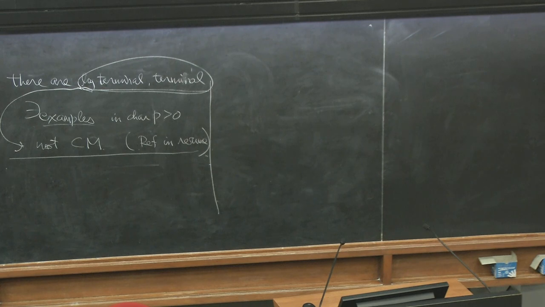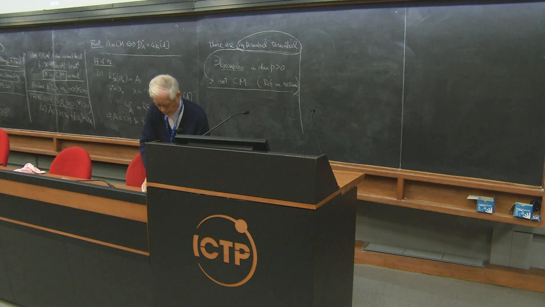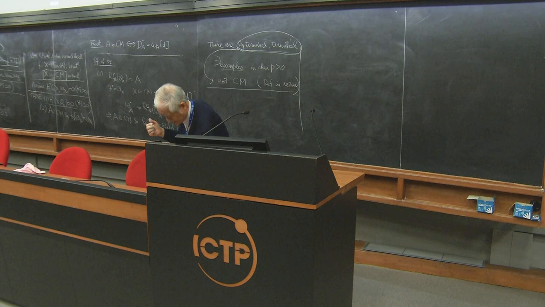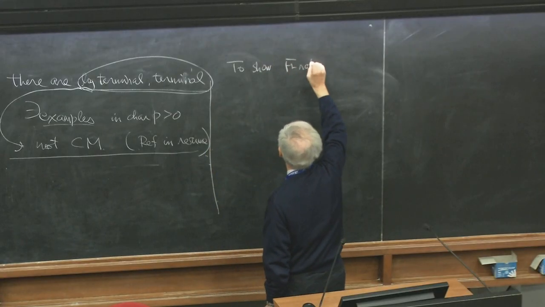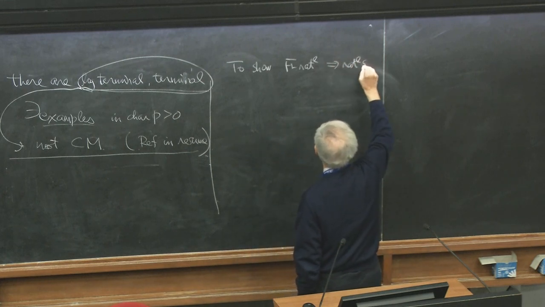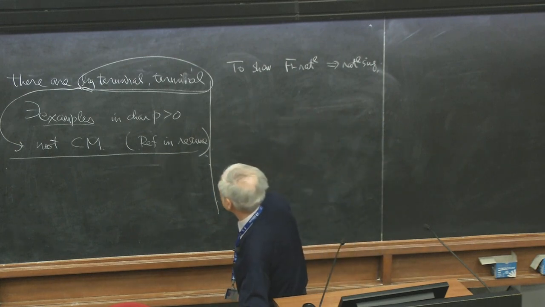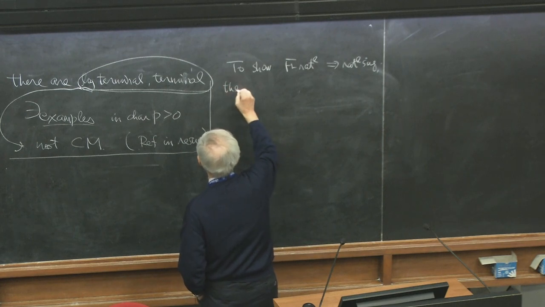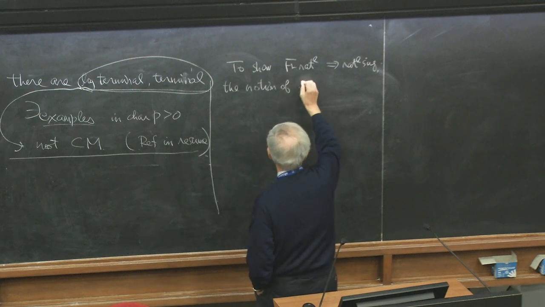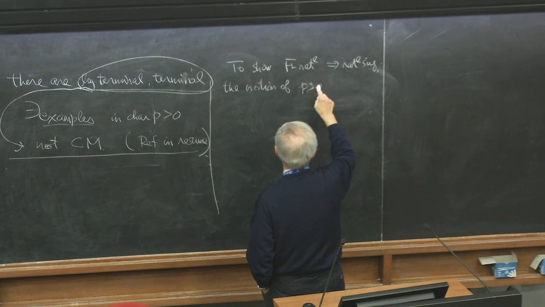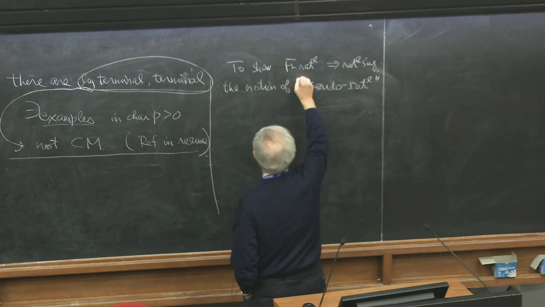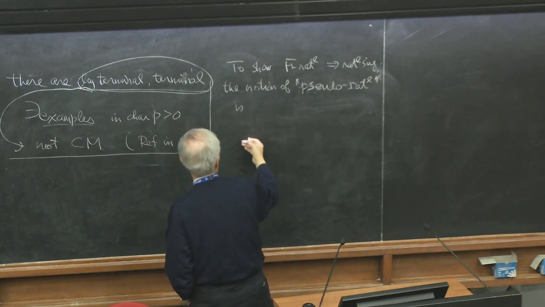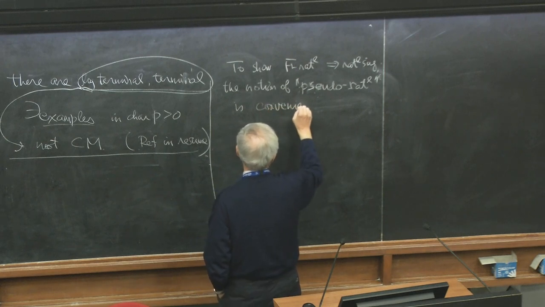Okay, so one more thing. To show if F-rational implies rational, there is a very convenient notion, the notion of pseudo-rational ring. Definition.